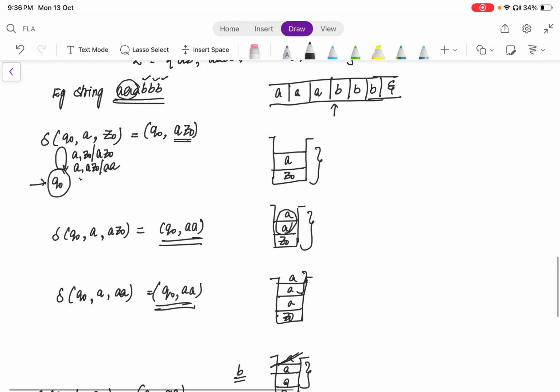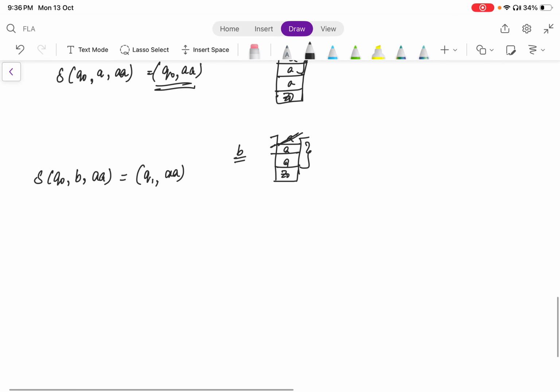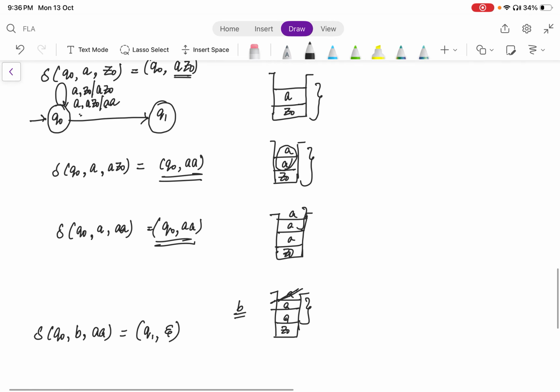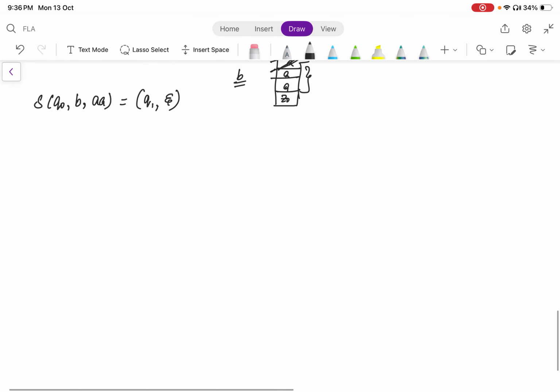You already have the PDA, so change the state to q1. Okay, sorry, here it should be epsilon. The input symbol is b, the state of the stack before adding input is a a, and you have done a pop operation, so it is epsilon.